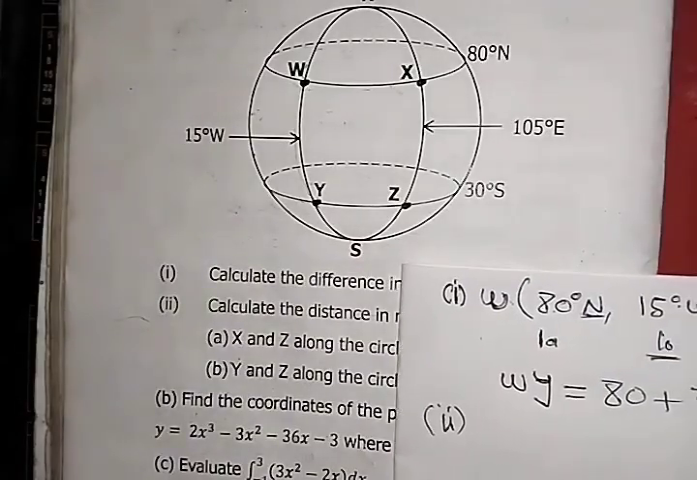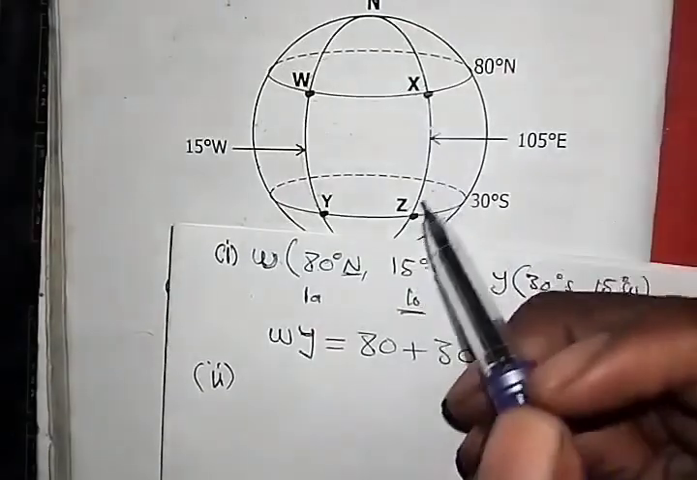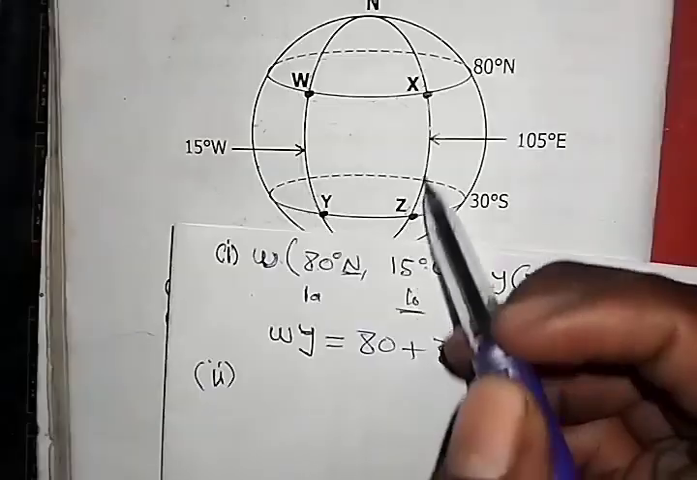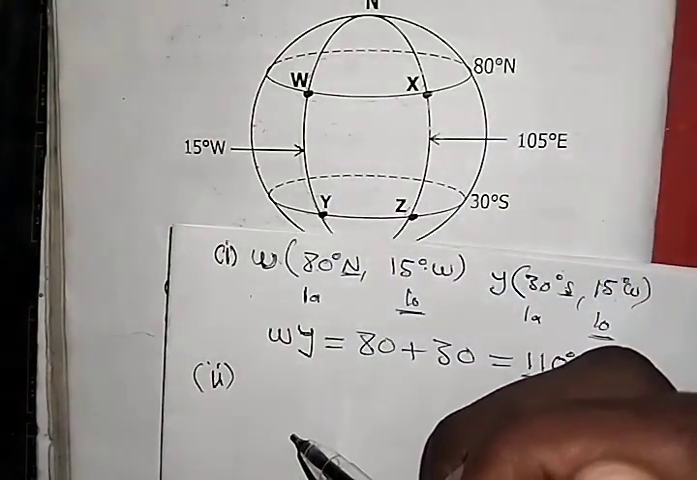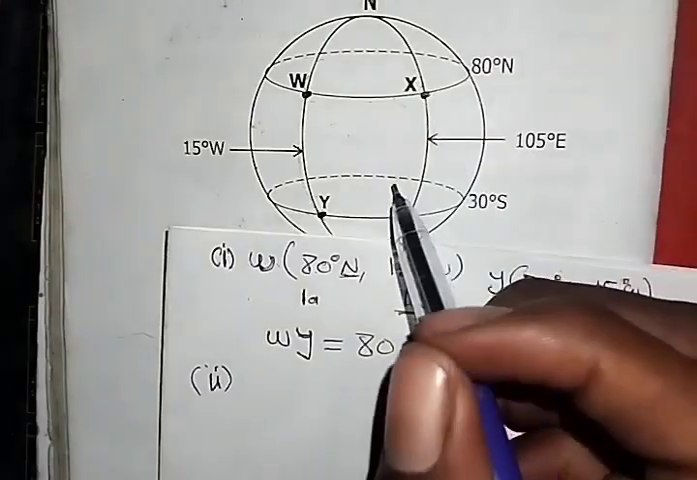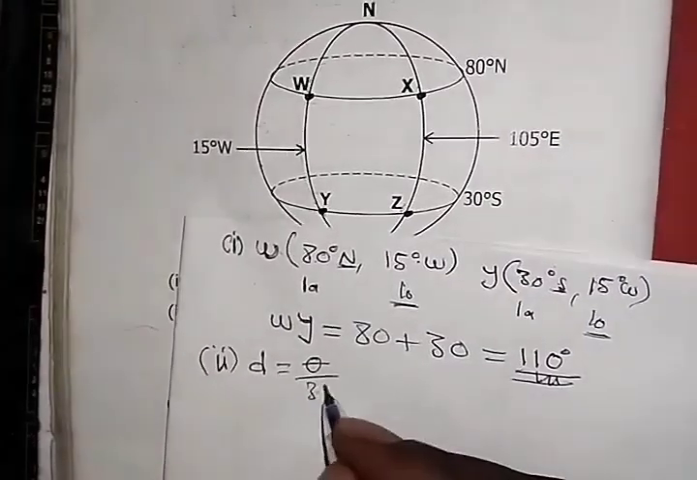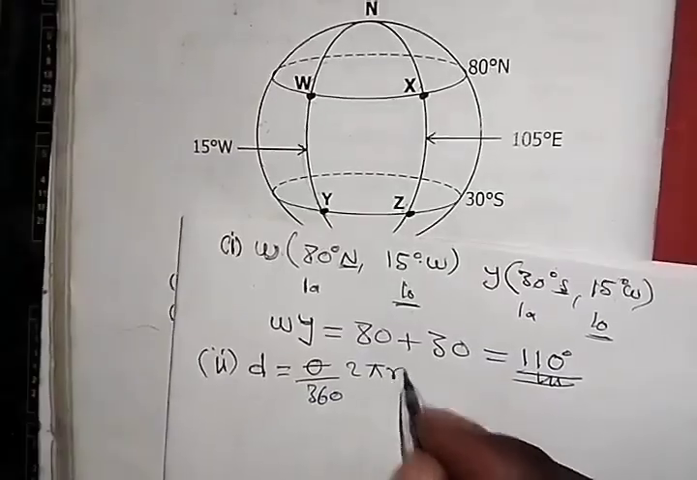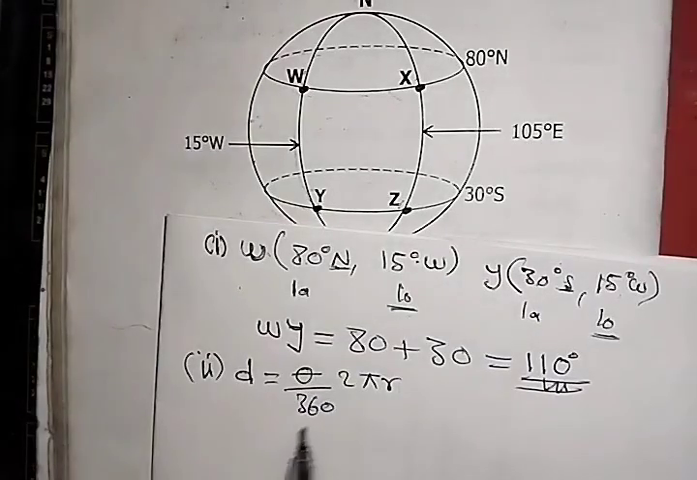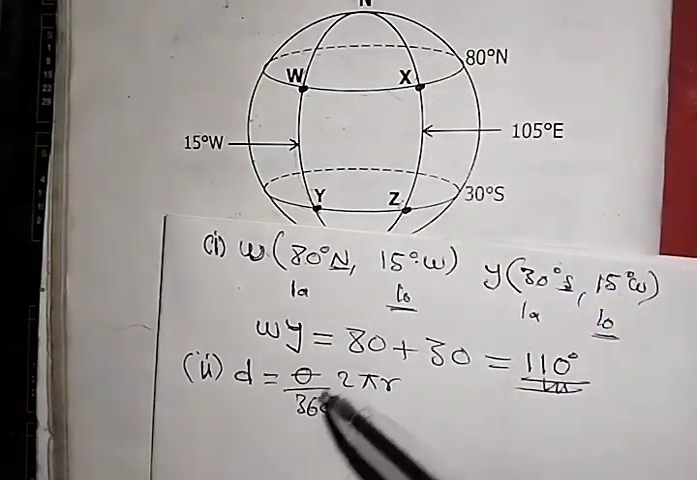Here we are calculating the distance of X and Z. X and Z are lying on the same longitude. So when the points are lying on the same longitude, we use distance is equal to theta over 360 times 2 pi r. This is the formula that you use to find the distance of points lying on the same longitude. Since X and Z are on the same longitude, we use this formula to calculate the distance between X and Z.